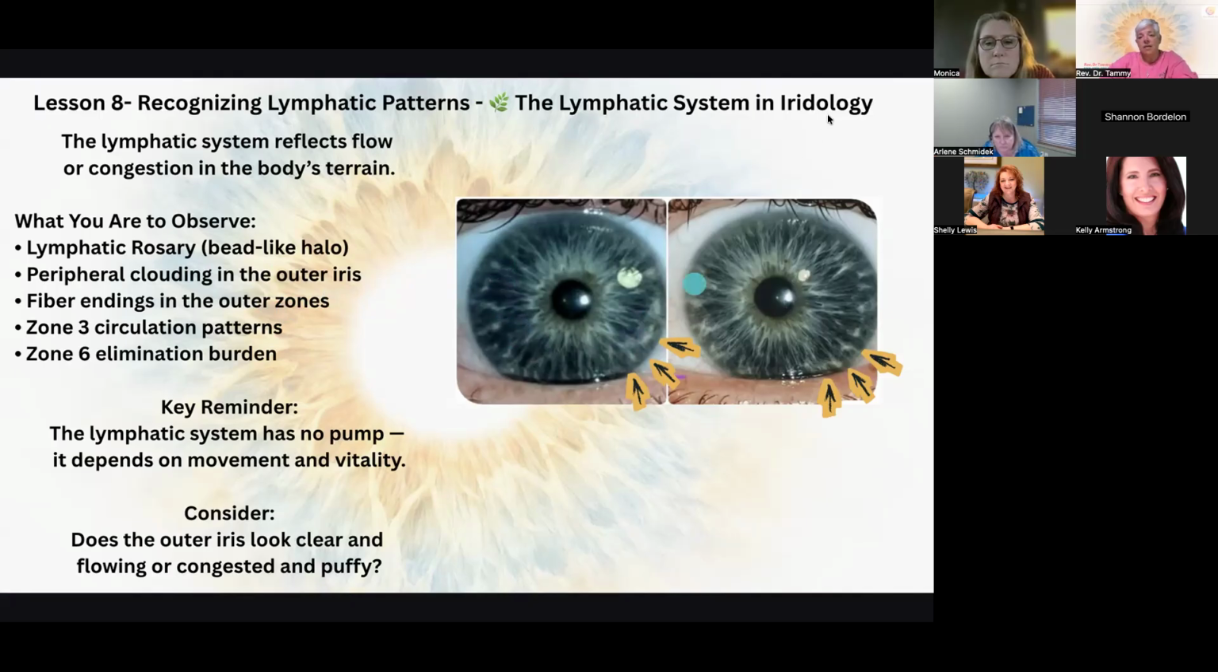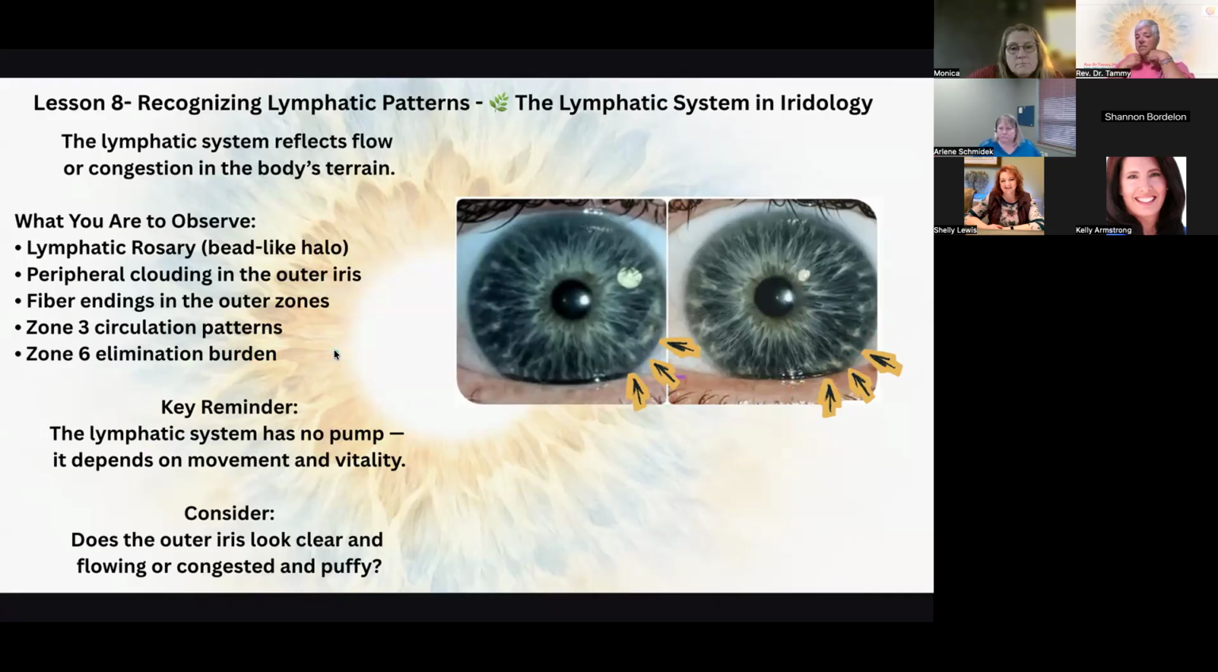And a lot of times, like this one, this looks like a woman because there's some mascara, but the lymph nodes in the breast and the torso area, or underneath the arms especially, are just clogged in this particular person's eyes. So the lymph is not draining well at all. Fiber endings in the outer zones. We do see these fibers just kind of ending in the outer zones. So that's letting us know that there's definitely some issues going on there. Circulation issues, some elimination burden.